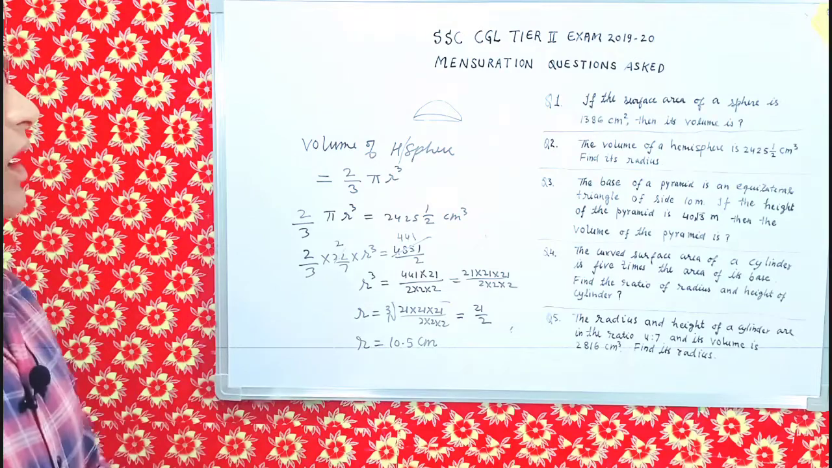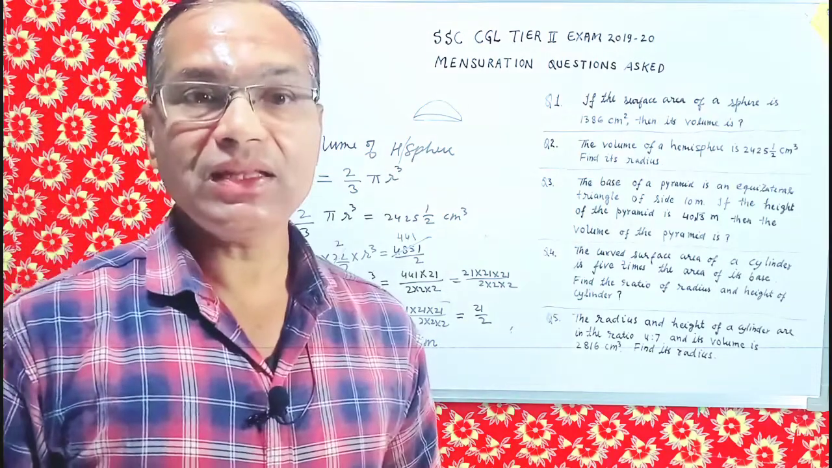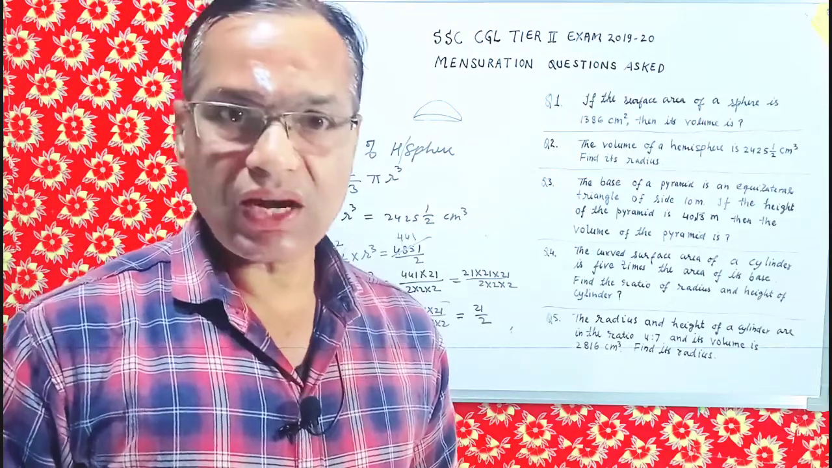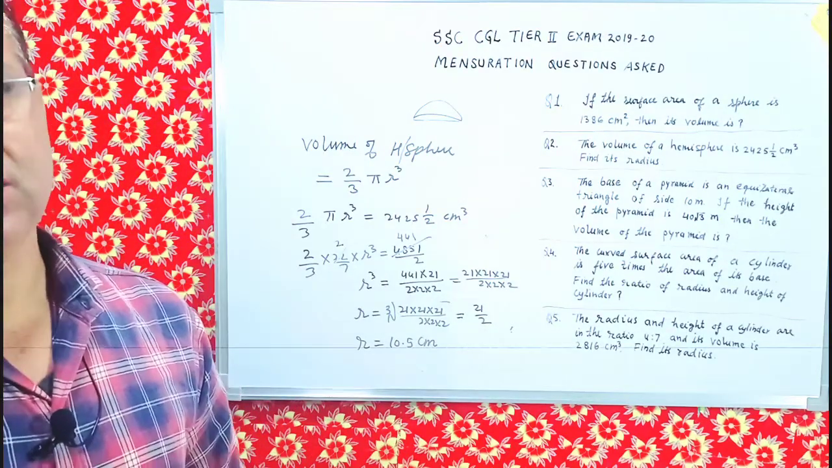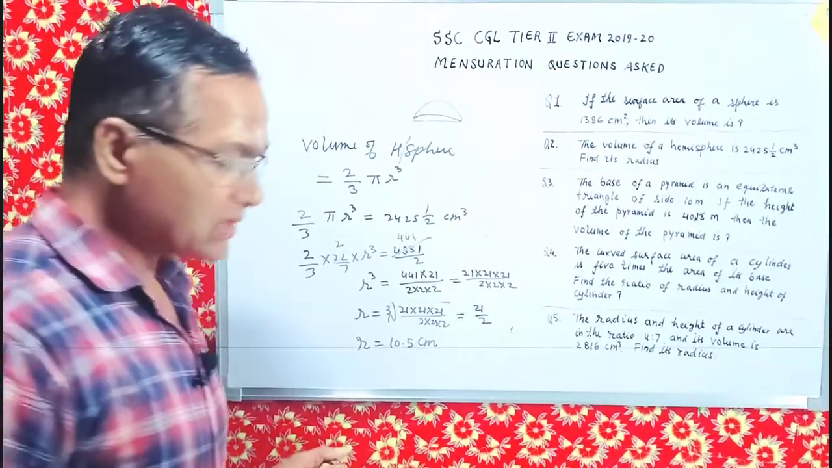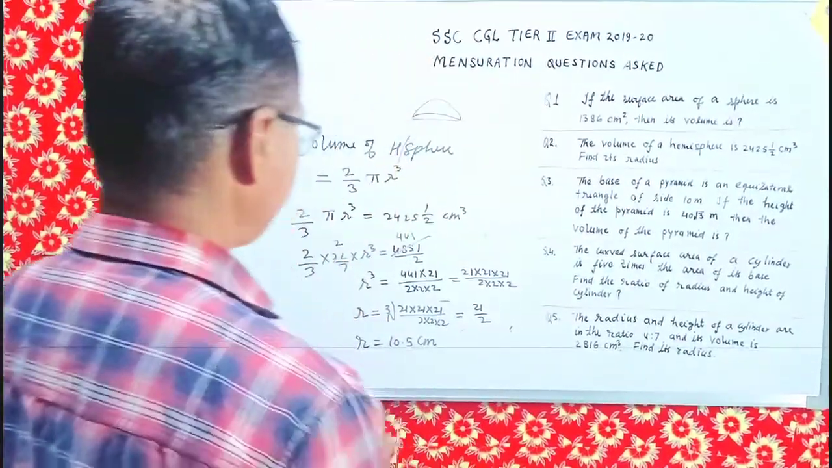यहाँ पर हम अर्धगोले के आयतन का सूत्र लगाकर इस सवाल को बड़ी आसानी से हल कर सकते हैं. सो आइए तीसरा सवाल देखते हैं.